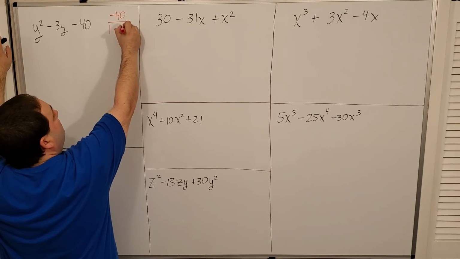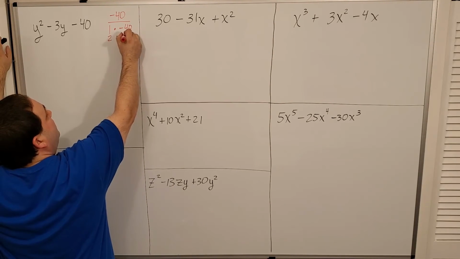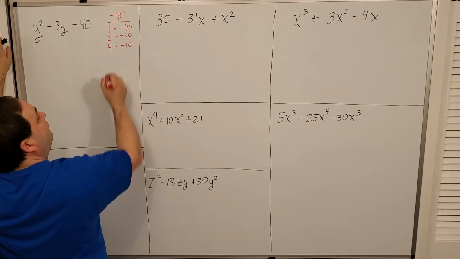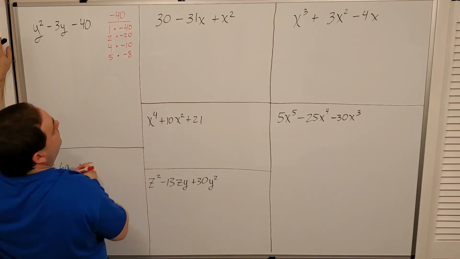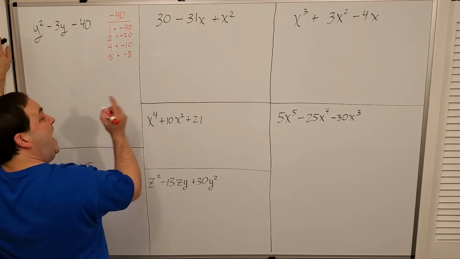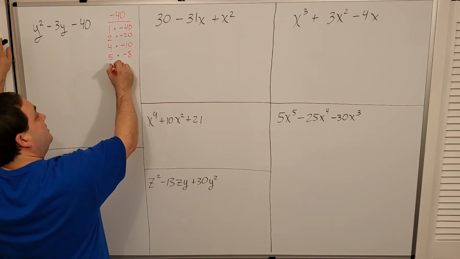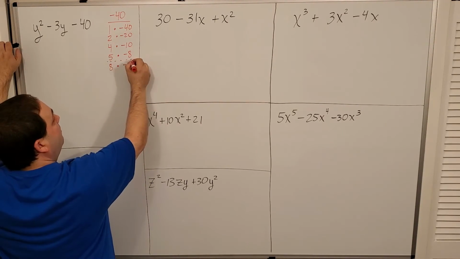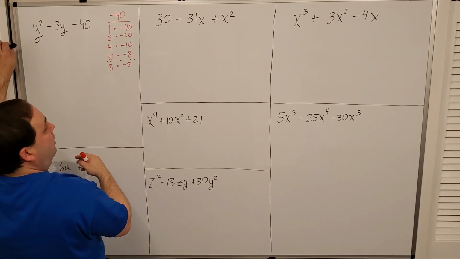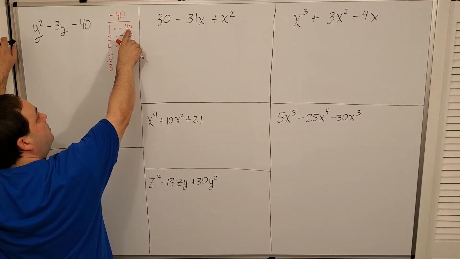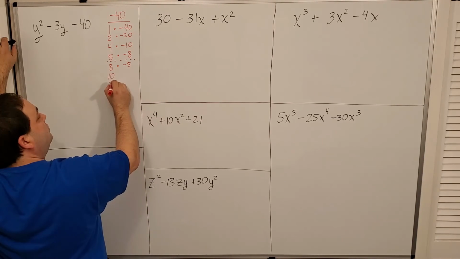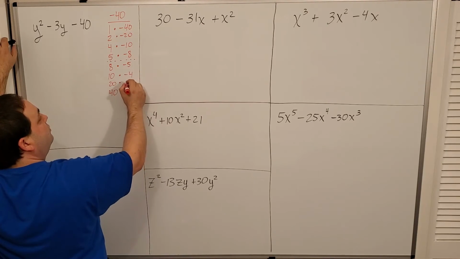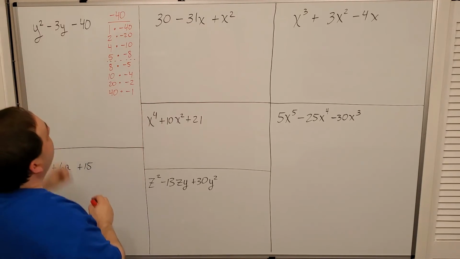So 1 times negative 40, 2 times negative 20, 3 doesn't go, 4 goes times negative 10, 5 goes times negative 8, 6 does not, 7 does not, 8. There's the skip over, right? 8 times negative 5, that's the repeat fact. So now I've got my little mirror image, right? So next I'll do 10, then 20, then 40. So 10, 20, and 40 are my next three that I'll put. 10 times negative 4, 20 times negative 2, 40 times negative 1.